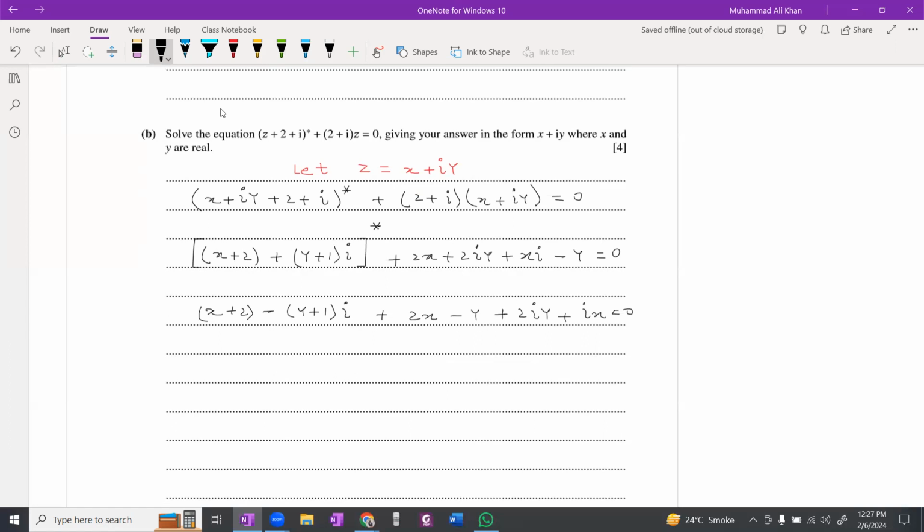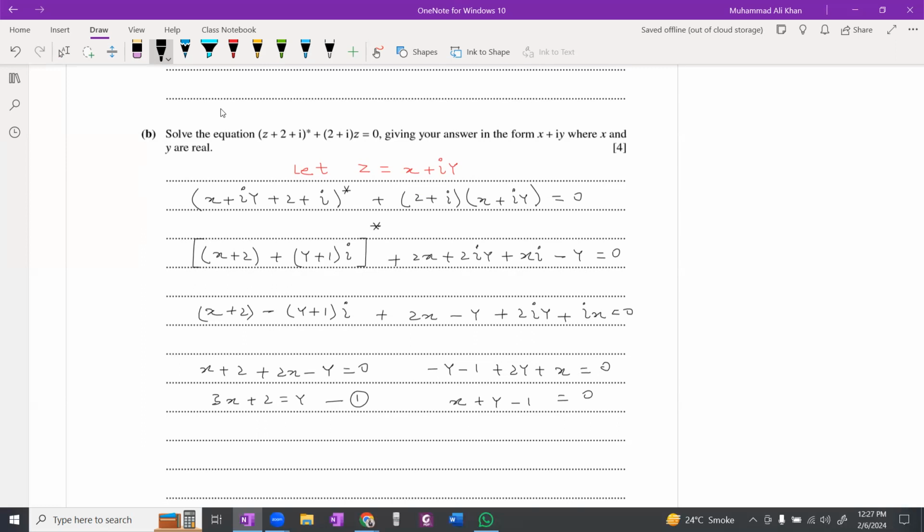So what is the real part? The real part is x plus 2 of this equation plus 2x minus y equals 0. So it will be 3x plus 2 equals y. Let's say this is equation 1. And for the imaginary part, it will be minus y minus 1 plus 2y plus x equals 0. So it will be x plus y minus 1 equals 0. This is the imaginary part.